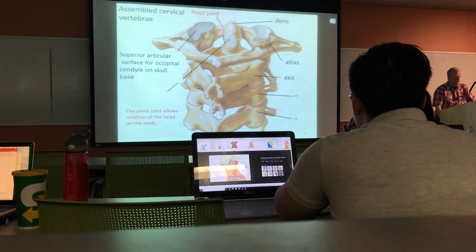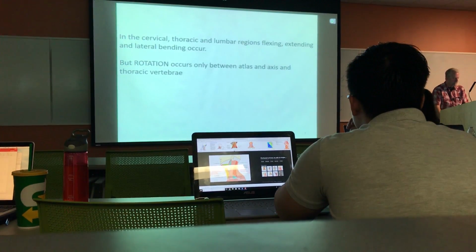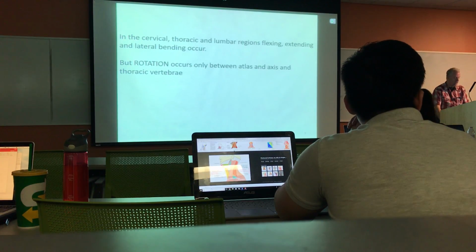So you know that the dens is part of C2, the pivot point for rotation of the skull. So when you basically say no, that's rotation of the head at that point. So C1, C2 allow for rotation. The thoracic vertebrae will rotate, the others pretty much do not. Which is what this slide says.